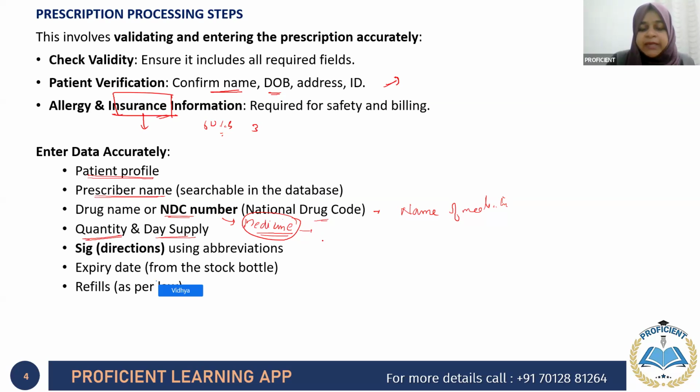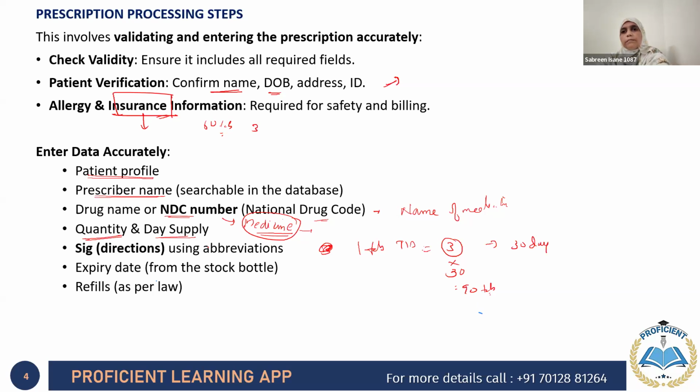Day supply means how many tablets are required for a single day. TID means three times a day. So if you are giving one tablet TID, the day supply will be three. For a total of 30 days, how many tablets will you give? Three into 30, that is 90 tablets. That also you have to mention. So you have dispensed 90 tablets.